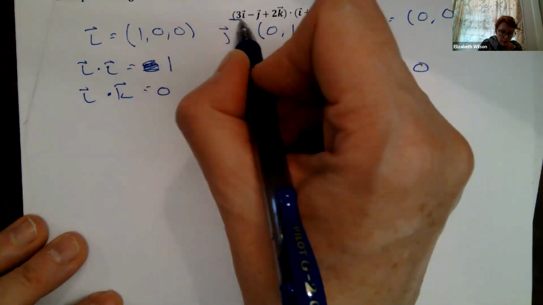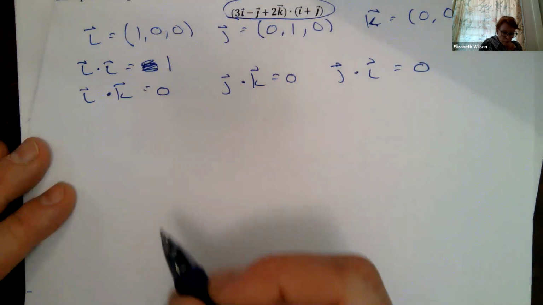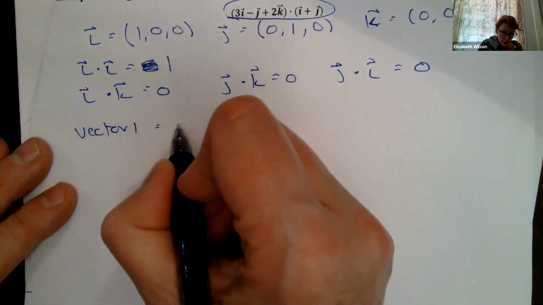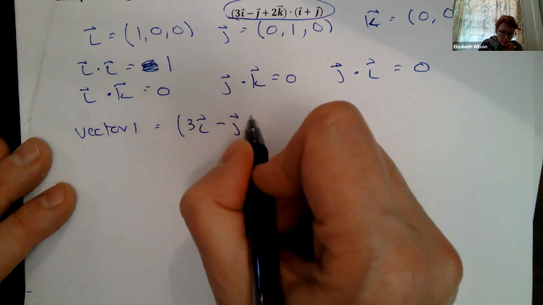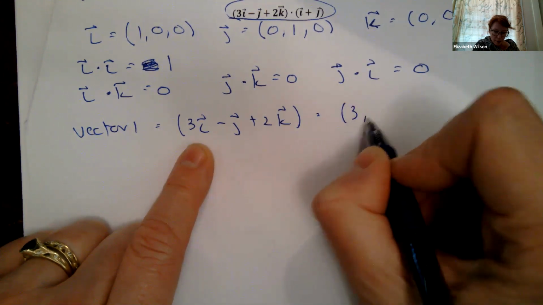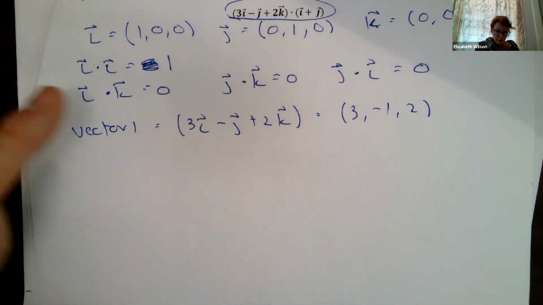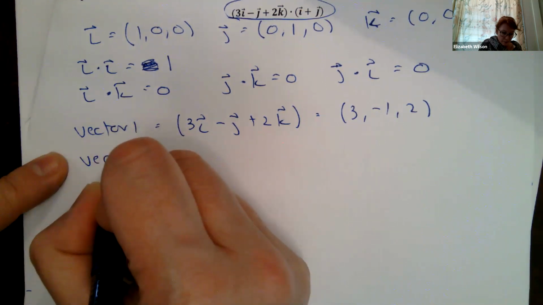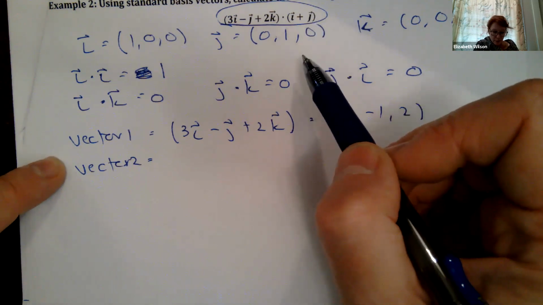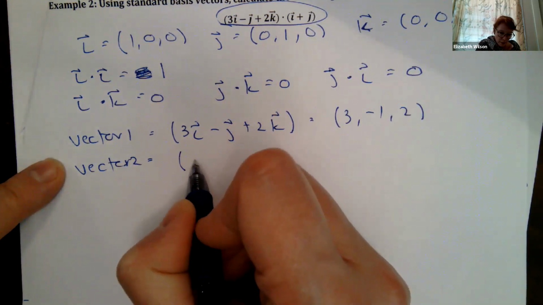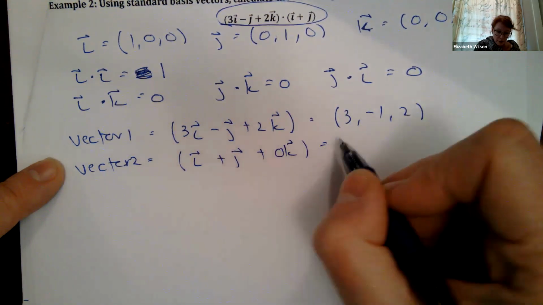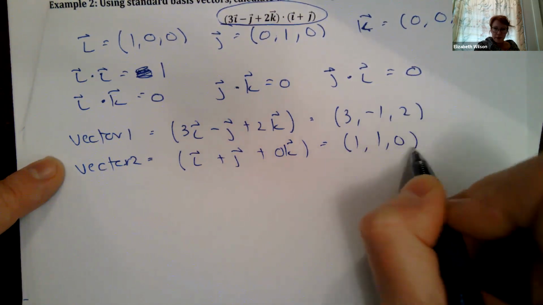So now let's do this. If I'm going to multiply these together, there are a couple different ways to do it. The first vector is equal to 3i minus j plus 2 times k. It's just the coefficients here. So that's 3, minus 1, 2. That's my first vector. My second vector, now I don't have a k. That's almost like saying my coefficient for k is equal to 0. So if I go i plus j plus 0 times k, because it's going to be the same dimension, then I'm going to go 1, 1, 0 as my second vector.